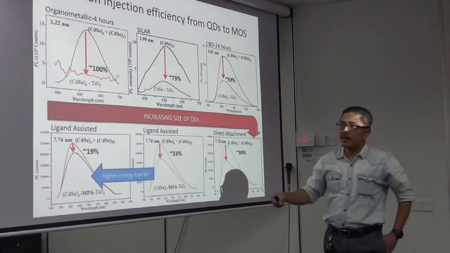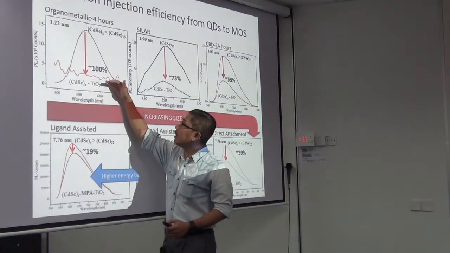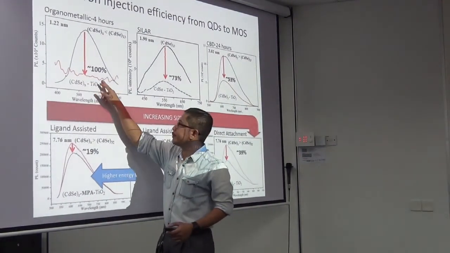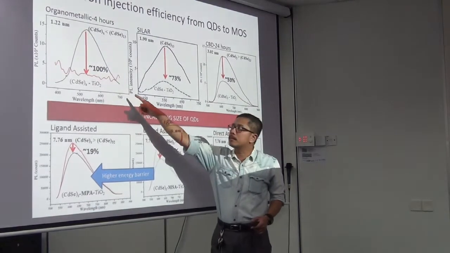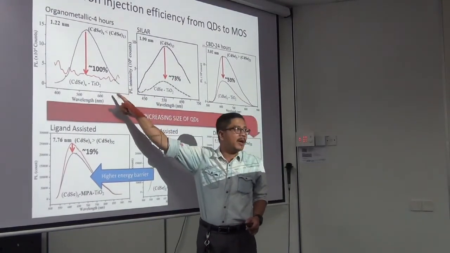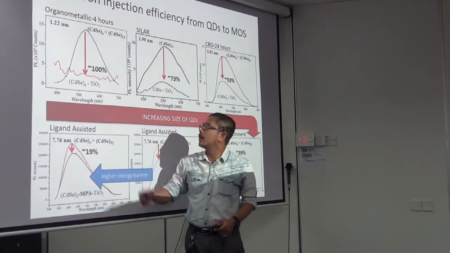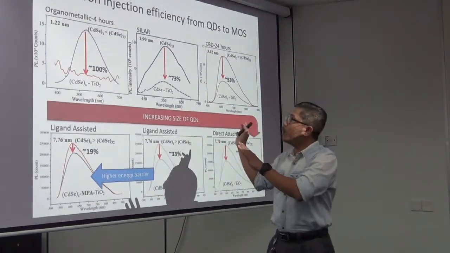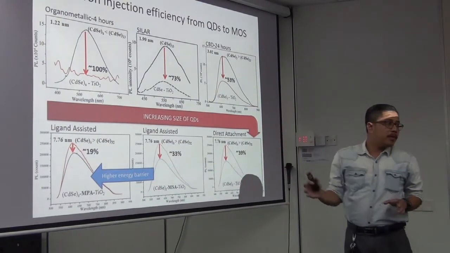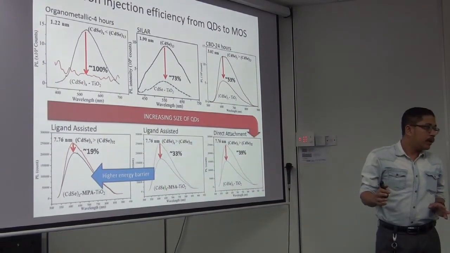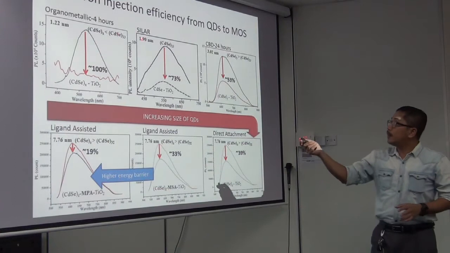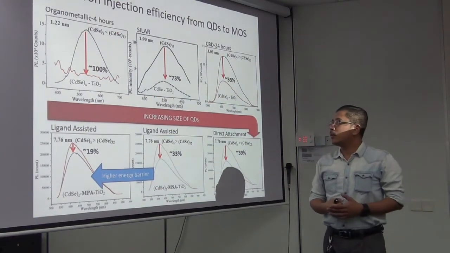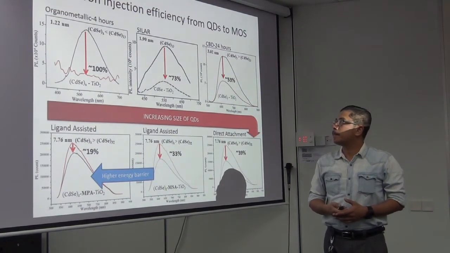This graph, I actually put the graph wrongly. The red graph should be here. This is 100%. This is the best method. However, we got a drawback for this case. So, this is the justification of why we should go for the organometallic procedure in quantum dot solar cell. This is the reason. The same material gives you different electron injection efficiency.